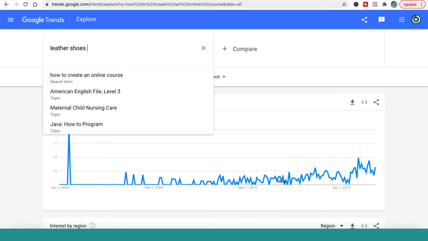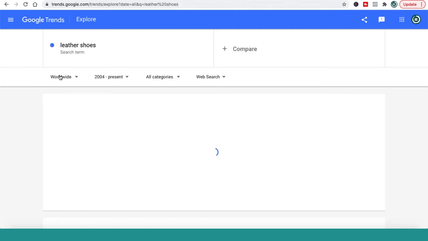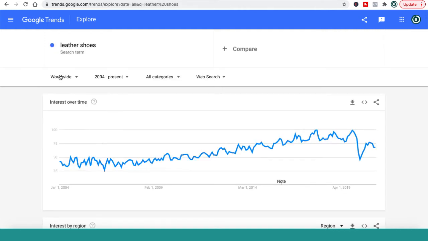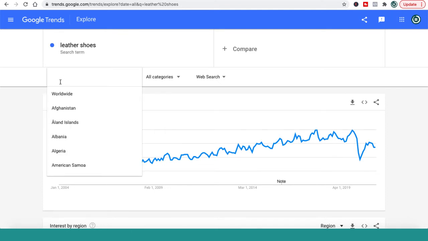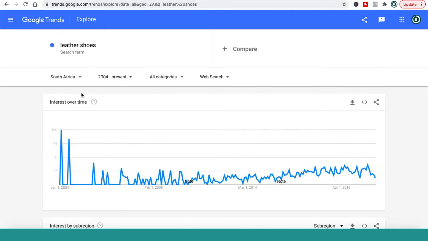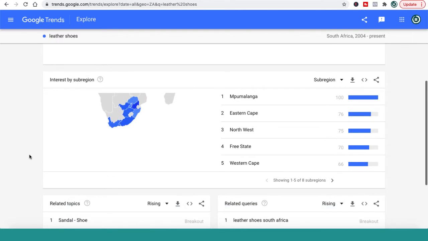Let's go something different. Let's go to leather shoes. From 2000 until present, well, there's definitely an increase in the search for leather shoes, but then it went right down in April 2020. Let's change this to a specific country. Let's go to South Africa. We can see that there is a gradual increase in search for leather shoes. So let's go and look where the searches come from.